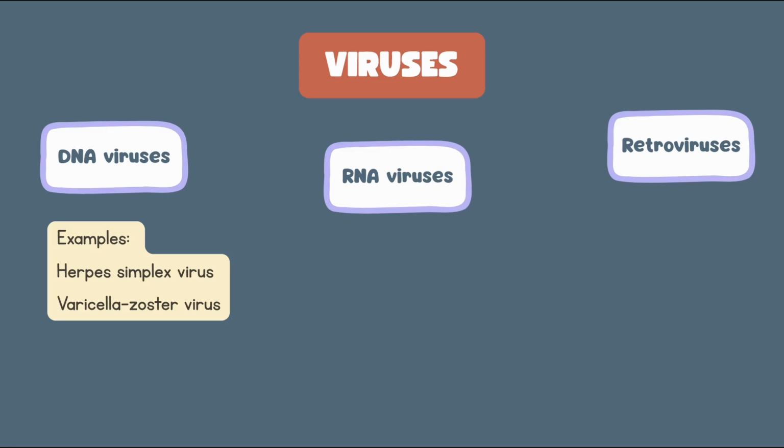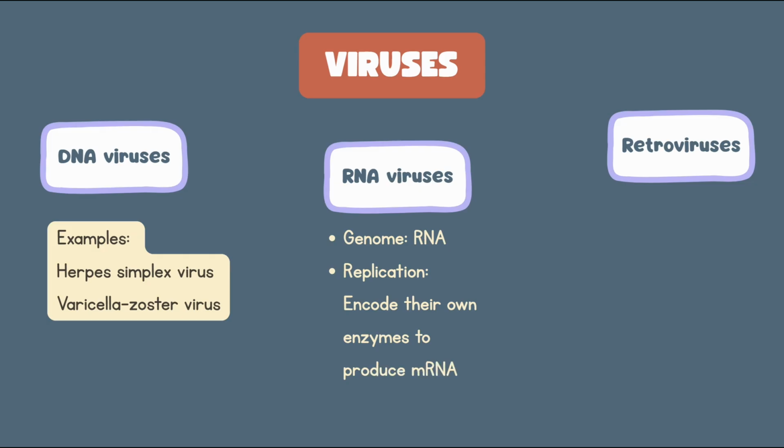Next, let's have a look at RNA viruses. Obviously, again, from their name, they have RNA as their genome. These viruses must encode their own enzymes to produce RNA. And the reason for this is that human cells cannot copy RNA to RNA.